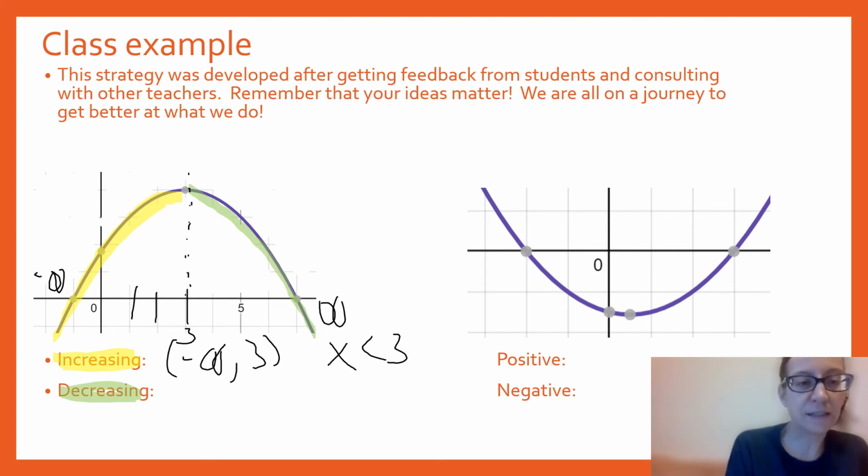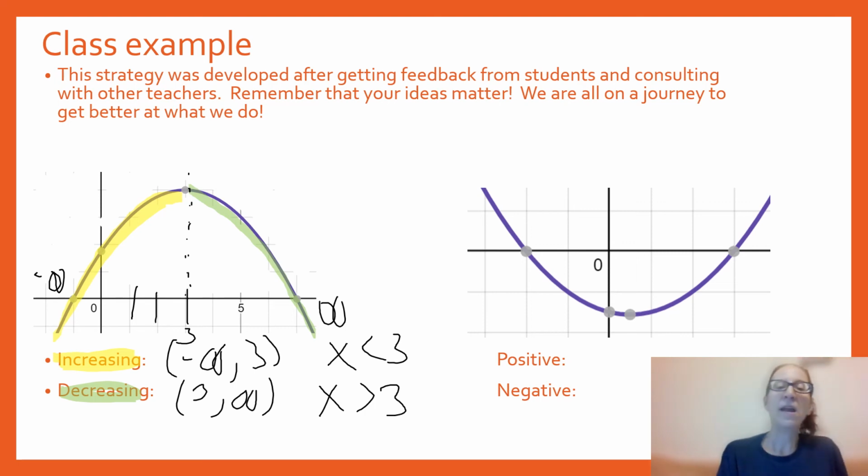And then it is decreasing from the 3 all the way to positive infinity. Or you could say x is greater than 3. Okay? If you tend to get your greater thans and less thans backwards, then you might be more comfortable with the interval notation. If the interval notation throws you off because it looks like a bunch of ordered pairs, okay, then go with the inequality notation.